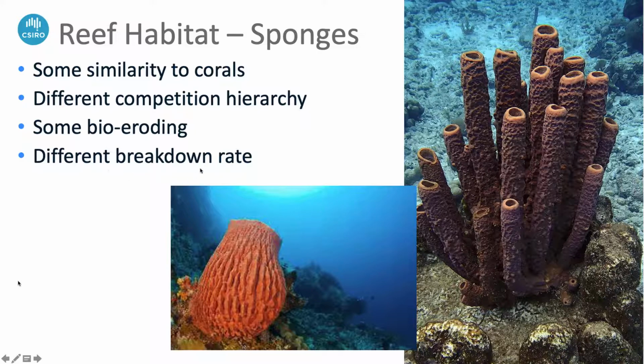And potentially one of the biggest differences with corals is the potential for the breakdown rate of their rugosity contribution post-death. Whereas corals can continue to contribute for quite extended periods of time after the host animal dies, the skeleton retains some three-dimensional structure. Sponges disappear very, very quickly, like almost overnight. A really enormous barrel sponge like this can disappear. So that's one of the major differences.